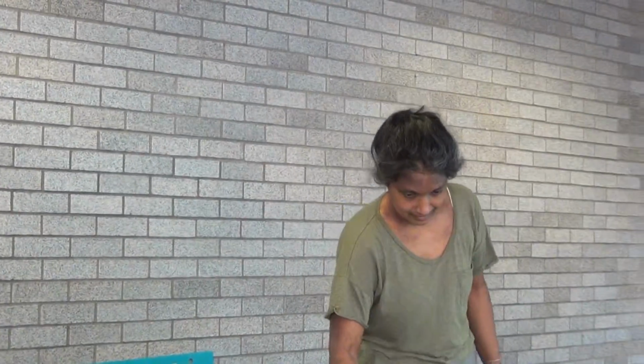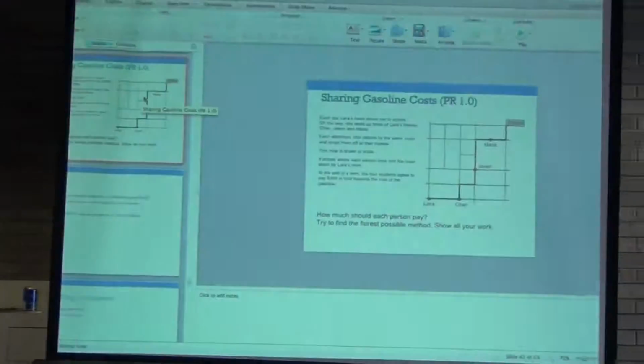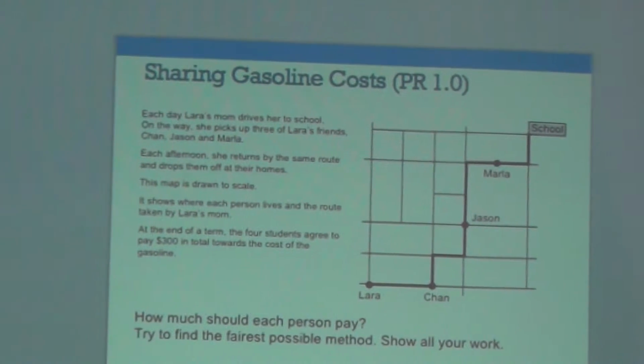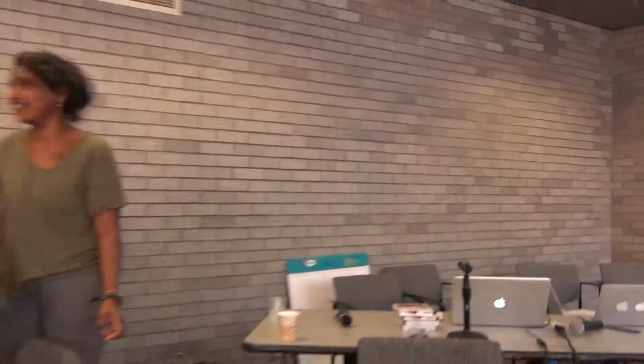Let's think about that picture. When we think about that picture, what if we took Laura and Chan out of the problem and just talked about this as Jason and Jason's mom doing the driving? Right? Is that a way to simplify kids' thinking about this problem? Right? So what do we mean by simplifying a problem when we're thinking about problem solving?